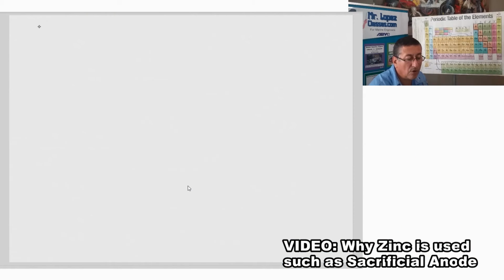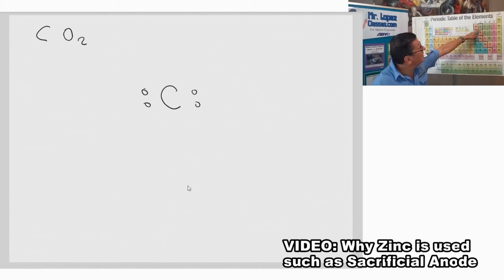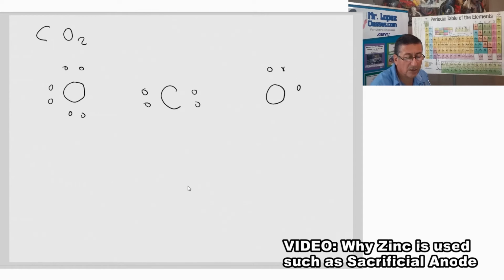We are going to check carbon dioxide, CO2. All right, I am going to draw 1 carbon here in the middle with 4 electrons in the last orbit, because carbon is located here in group number 4. And I am going to draw 2 oxygens, each oxygen with 6 electrons in the last orbit.